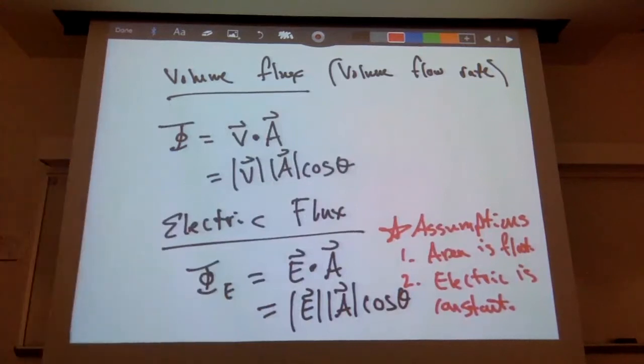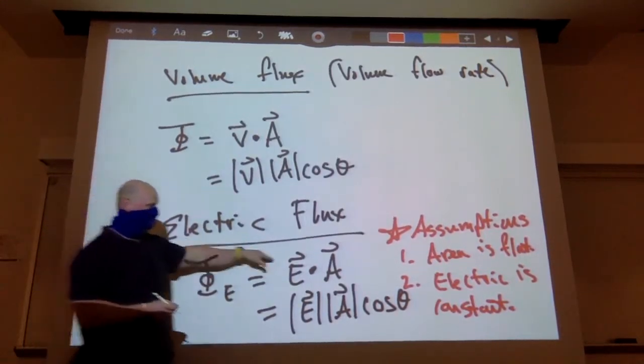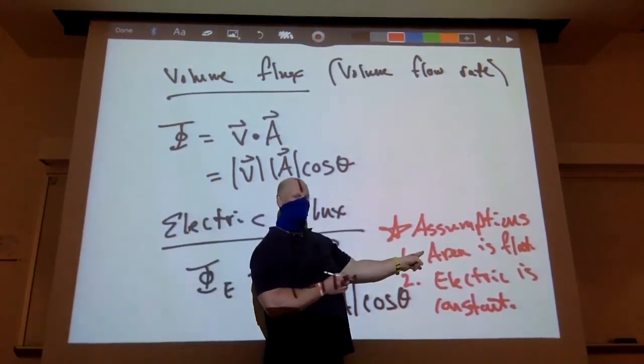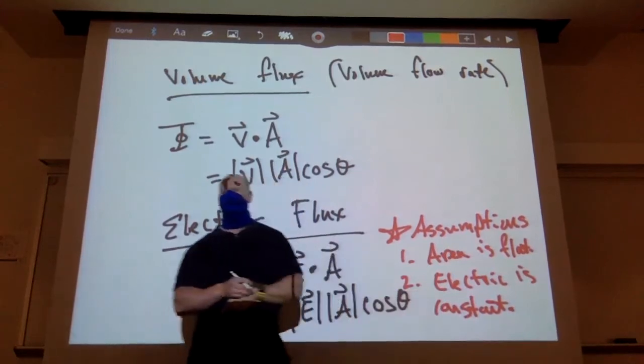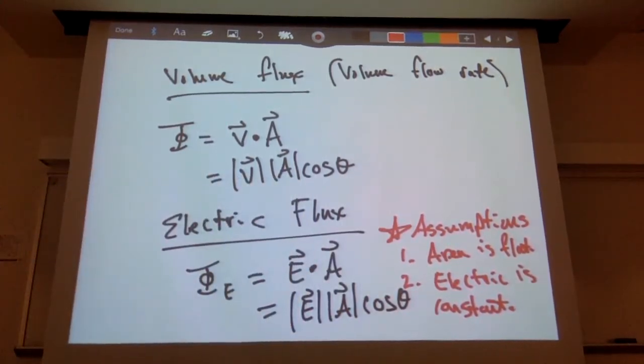Okay. So even though we now define the electric flux this way, as the electric field dotted by the differential area, there are two assumptions that go into this. The first one is that the area is flat, and the second one is that the electric field is constant. What happens if one or both of those is not satisfied? What do we have to do in that case?